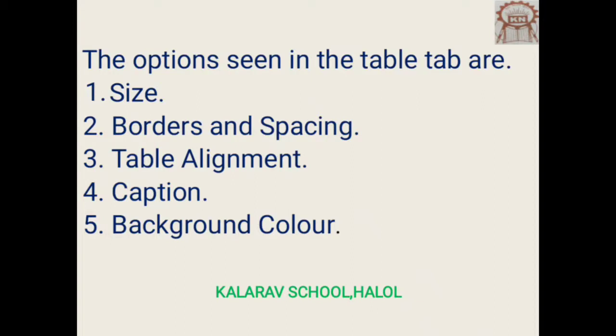Borders and spacing: the border option is in case you want to give a border to the table, and spacing is used to specify the gap between cells. Table alignment is used to align your table left, center or right. Caption is used to give a caption to the table if required. Caption means the heading of your table. Background color gives a background color to the table.